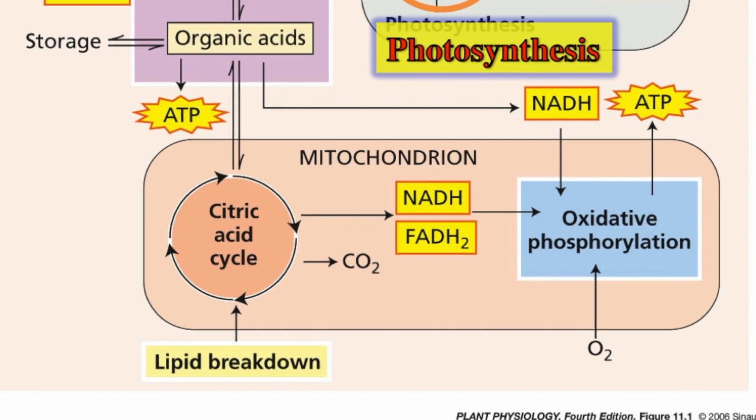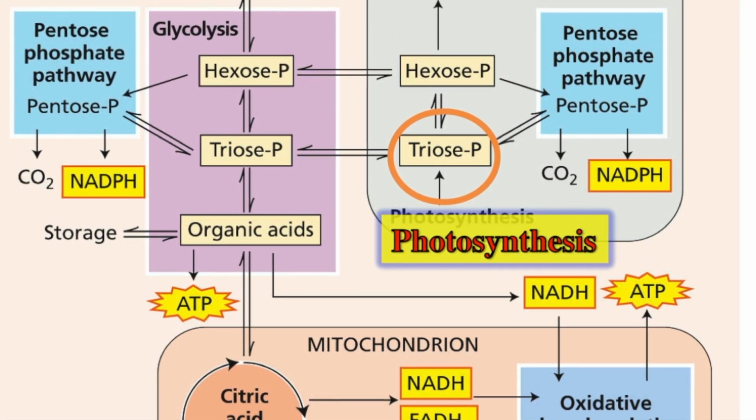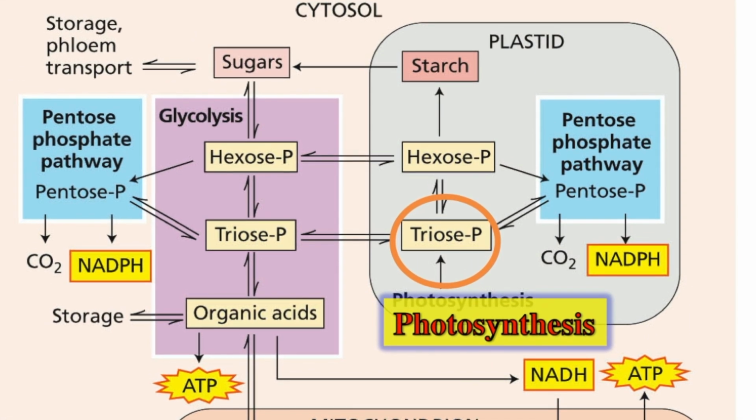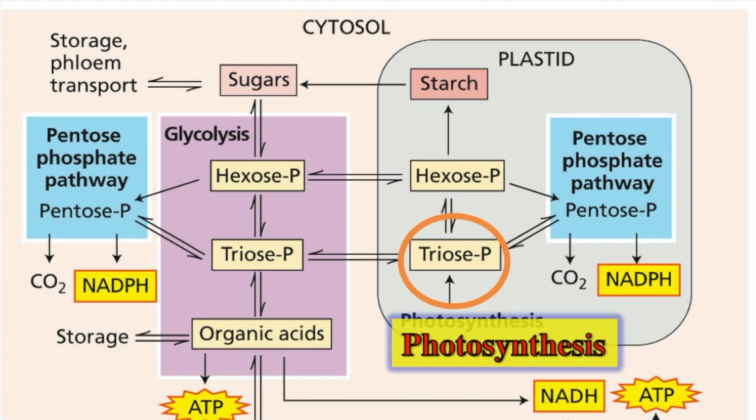Now here's where things get interesting. Carbon storage in plants primarily happens in two forms: starch and sugars. They can be stored in various tissues and organs. Starch is stored in the chloroplast during the day and broken down at night when there's no sunlight for photosynthesis. It acts like a battery, releasing energy for nighttime growth.